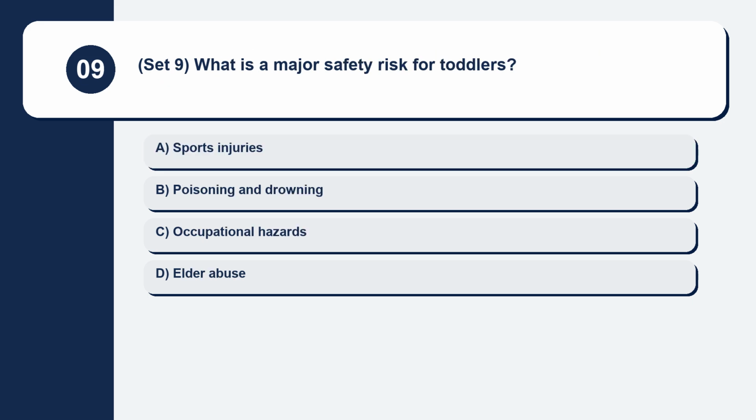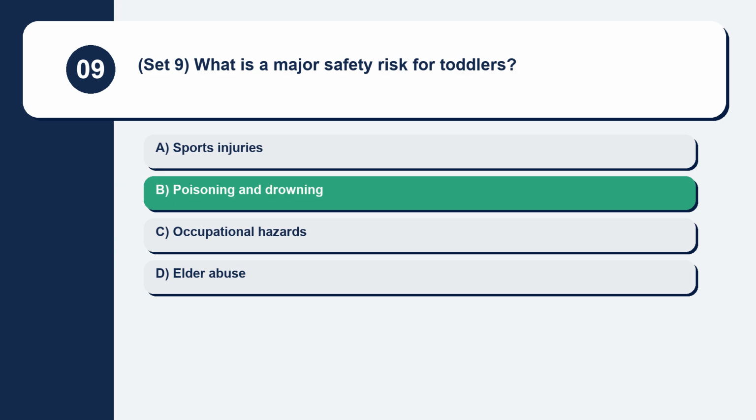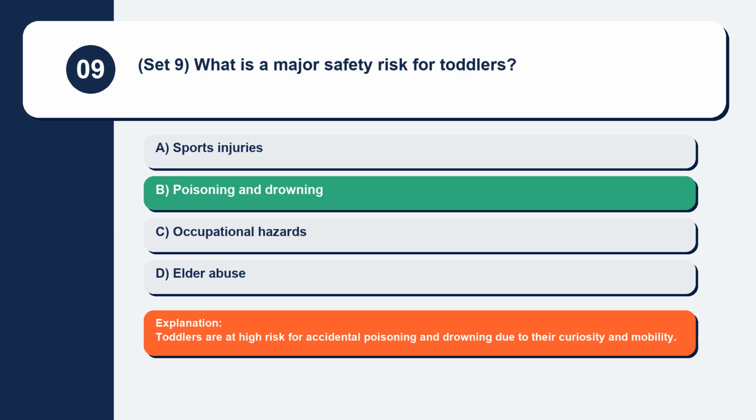Question 9. Set 9. What is a major safety risk for toddlers? Sports injuries, poisoning and drowning, occupational hazards, elder abuse. Toddlers are at high risk for accidental poisoning and drowning due to their curiosity and mobility.